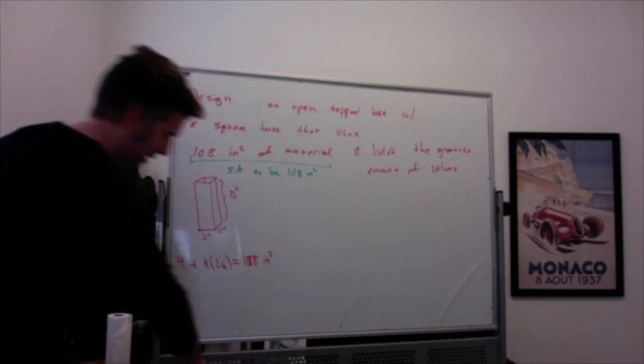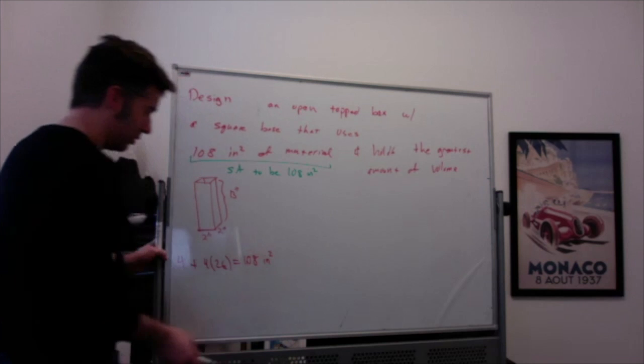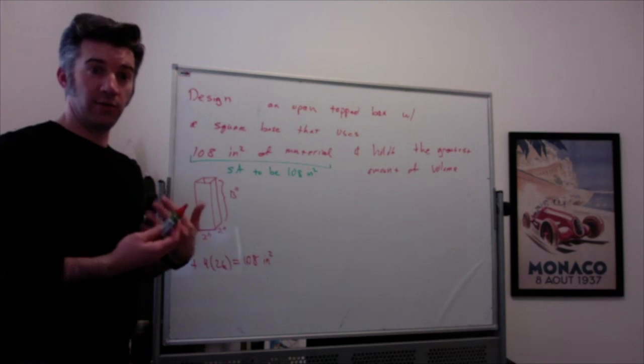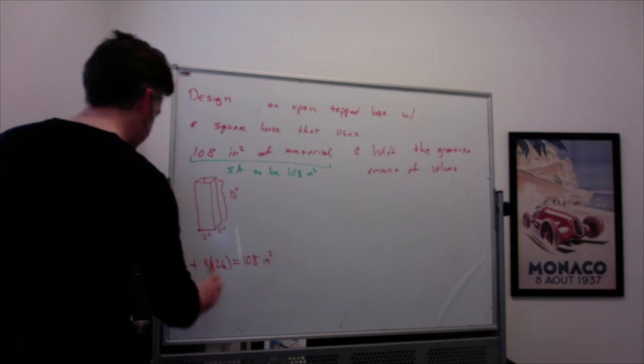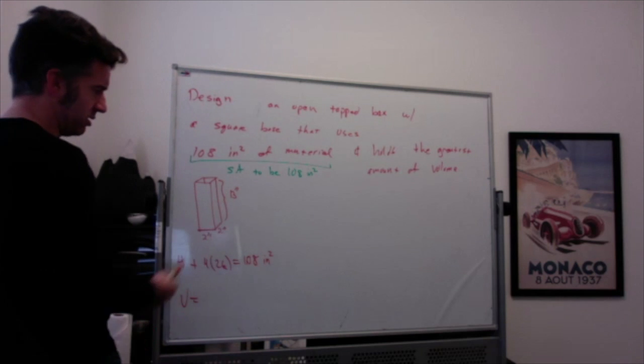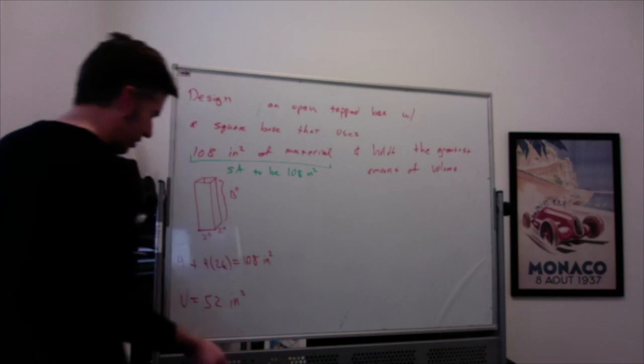So this box, using 108 square inches of material, would have a volume of 2 times 2 times 13, which is 4 times 13, which is 52 cubic inches.